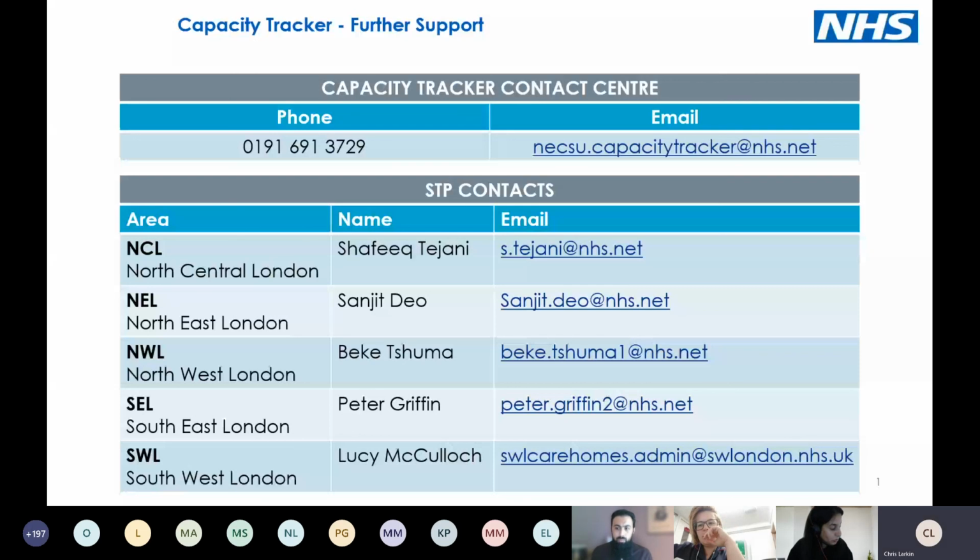I don't think so. Just to say, if you don't know who your clinical lead is, then either email your local system champion or email the person in your STP in this table, and they'll put you in touch with the right person. So it depends where you are. But no, I think that's everything.